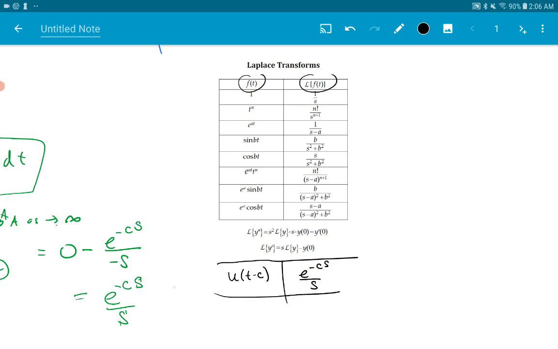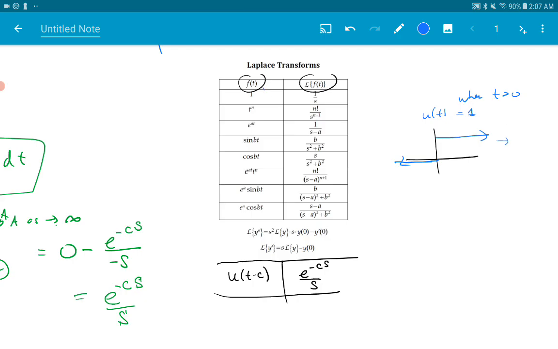And by the way, if c is 0, you get this function here, the function that jumps right when t is 0, like this. Remember, we only really look at functions when t is greater than or equal to 0, so that's really the same as the function 1. So u of t is really the same as 1.